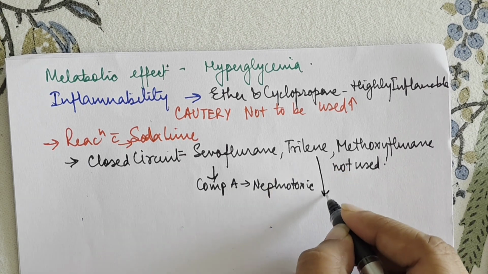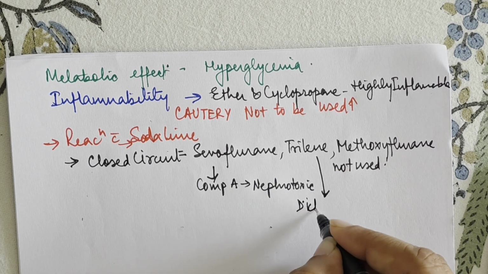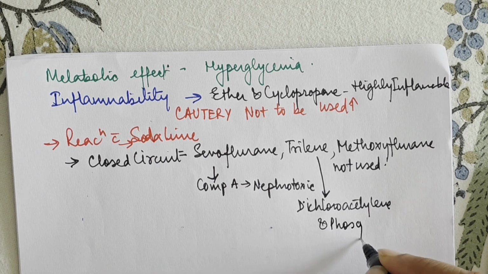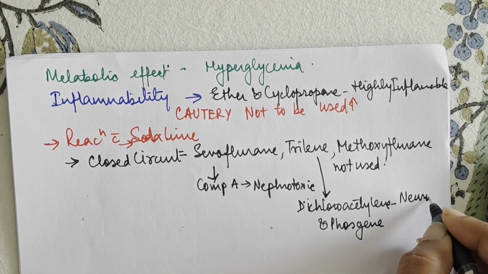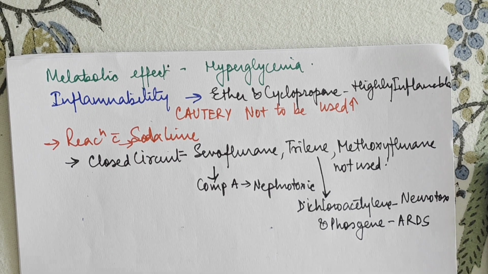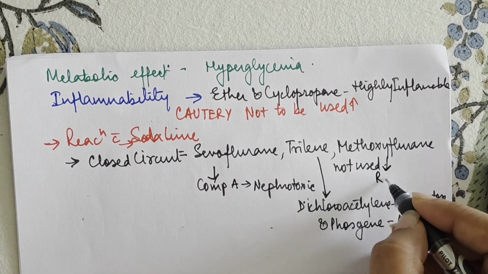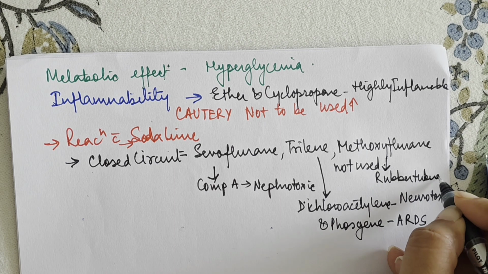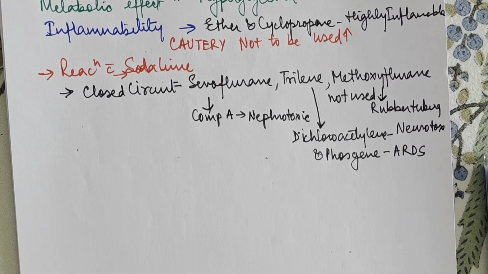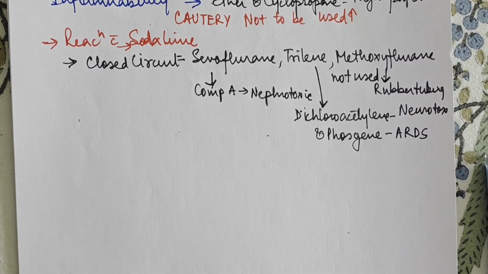Trilene produces a compound called dichloroacetylene and phosgene, and this causes neurotoxicity, and this causes ARDS, right? And what does methoxyflurane do? Methoxyflurane reacts with the rubber tubing of the system. So in a closed circuit, sevoflurane, trilene and methoxyflurane are not to be used, because they can produce these toxic compounds. So these are important points. Now let us see them one by one.